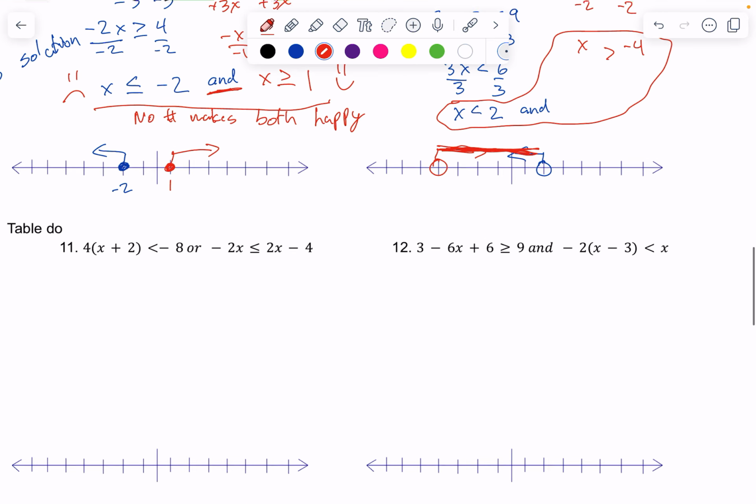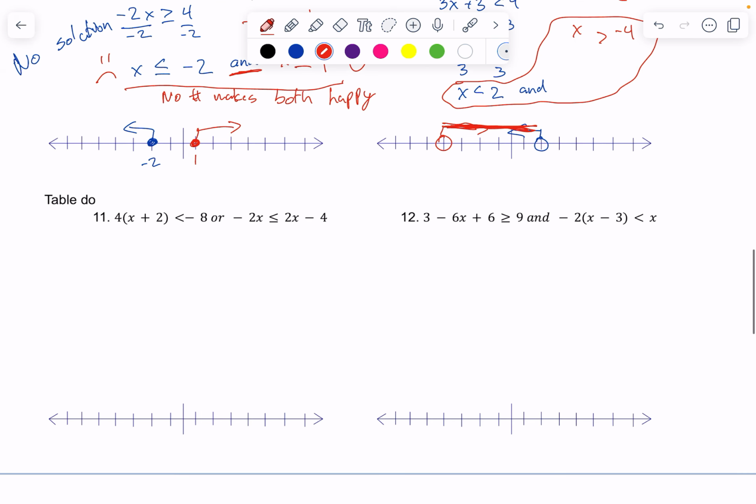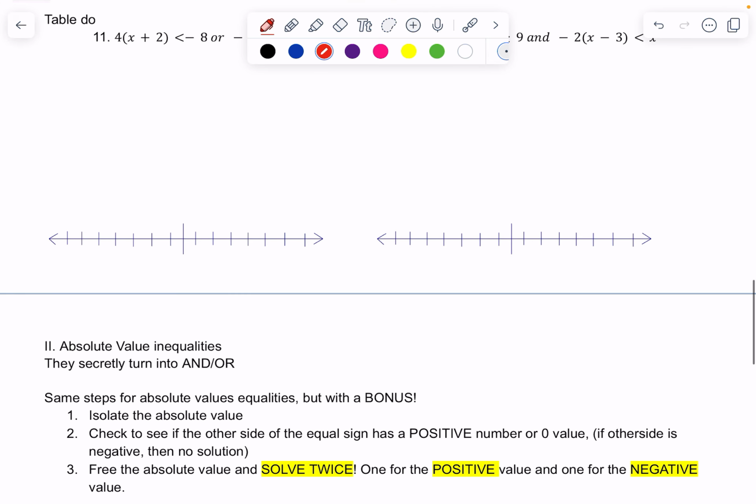Can you work on this one as a table? I'm going to let you figure this one out together. Check with each other for your answers.